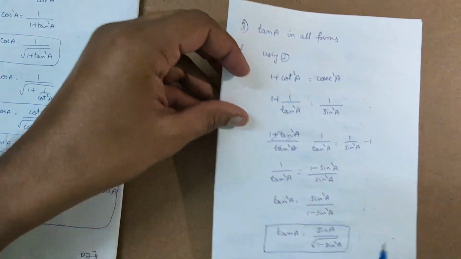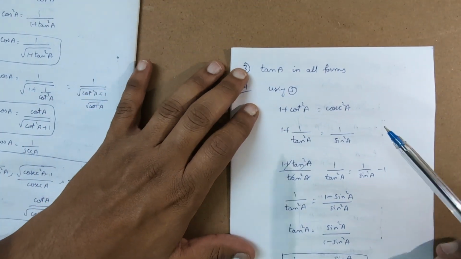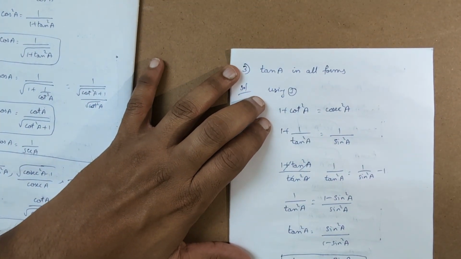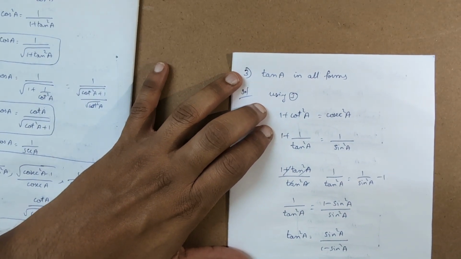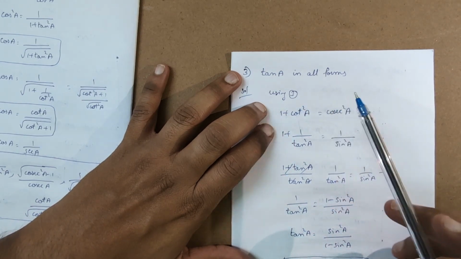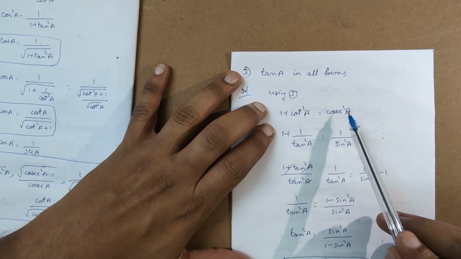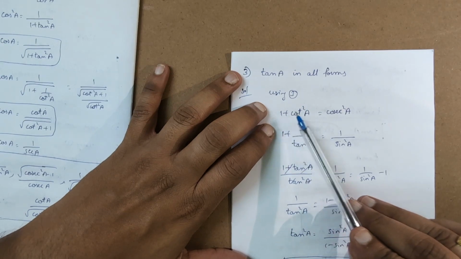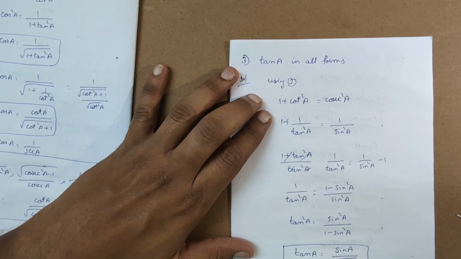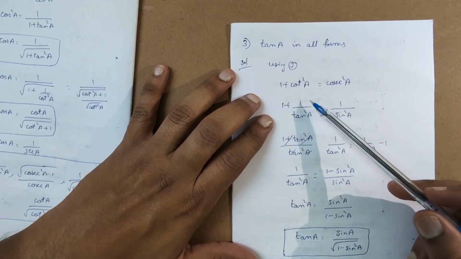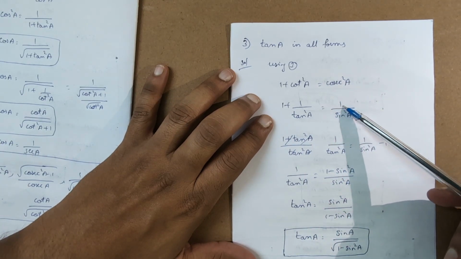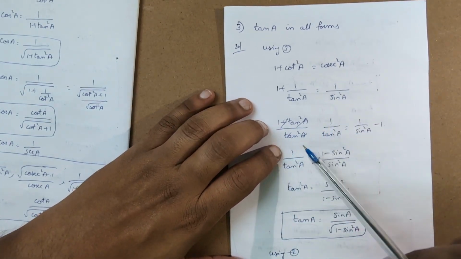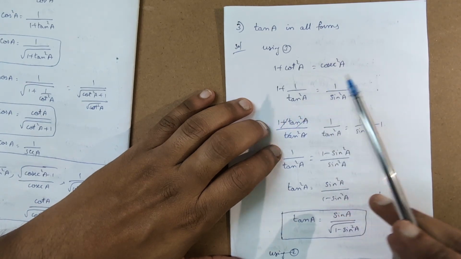Let's start with tan A first, tan A in all other forms. So for tan A, I need to convert tan in terms of sine. So again, I am using equation 3. As I mentioned, cosecant is inverse of sine, whereas cot is inverse of tan. So using this, I can get a relation between those two. So cot square A will become 1 by tan square A, equal to cosecant square A, which will become 1 by sin square A. Now I want tan in terms of sine.